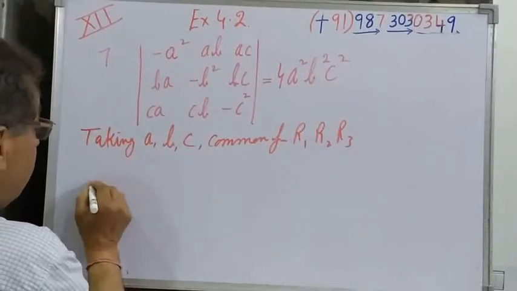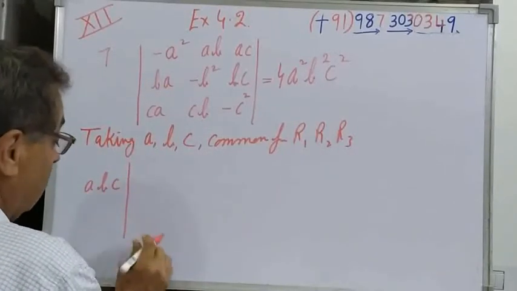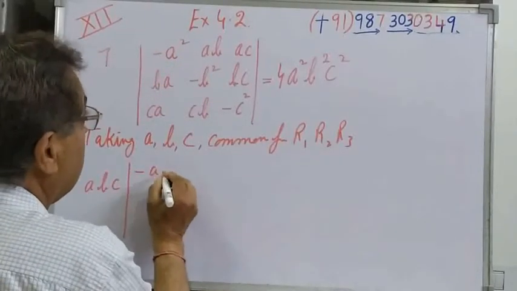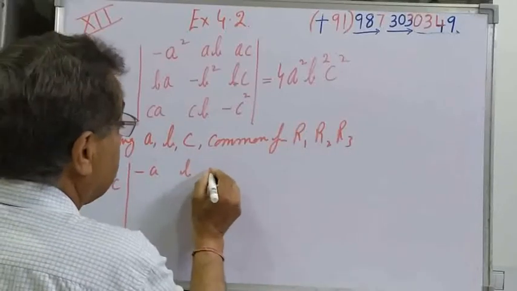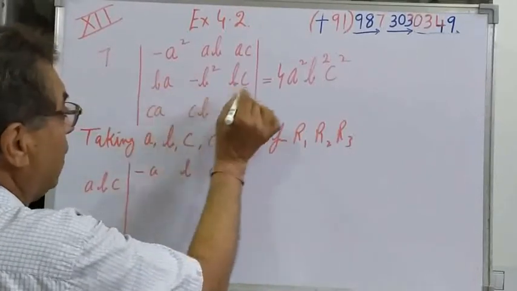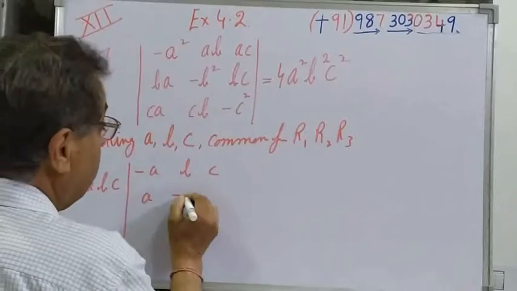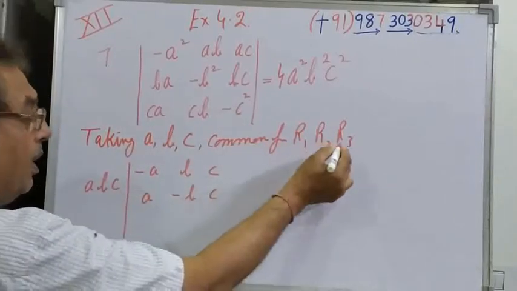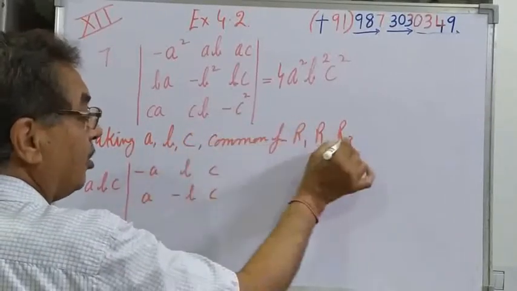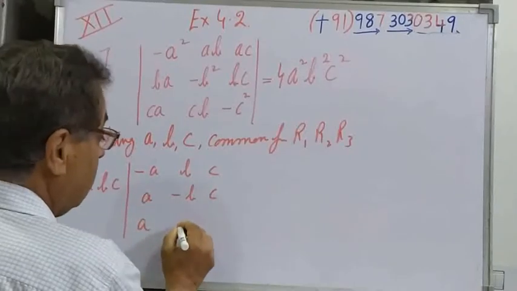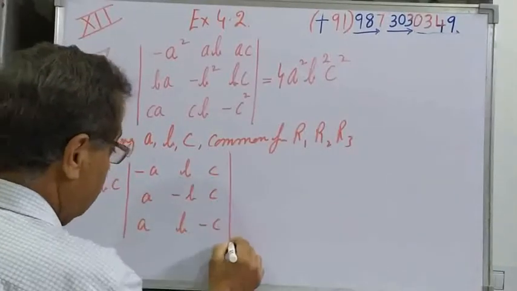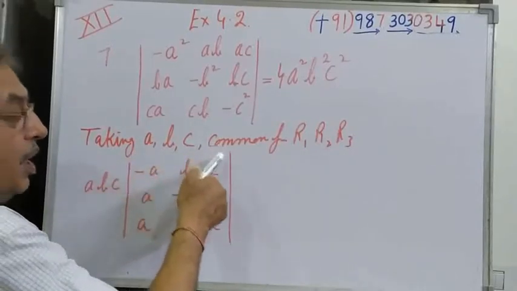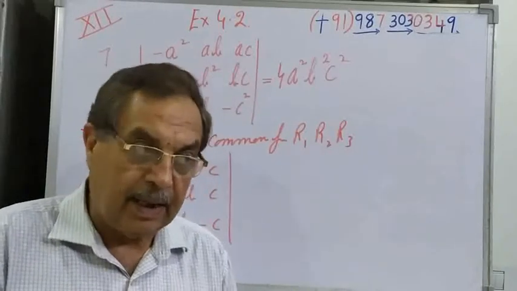So then we will be having A, B, C common. In the first row we are left with minus A, B, C. B has been taken from the second row, so we are left with A, minus B, C. C has been taken out common from R3, so we will be left with A, B, minus C. Here we are left with this after taking A, B, C common from R1, R2 and R3.